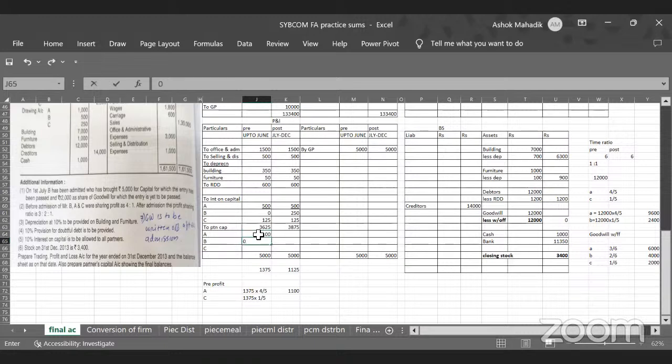B won't get anything because he was not there in pre column. How much C will get? We'll calculate. 1,375 into he will get 1 share out of 5 shares. 275. Okay. Now I hope this is clear. Okay. Now same way we'll do it for post profit. Okay, this was for pre. I'll do it for post next to that only.